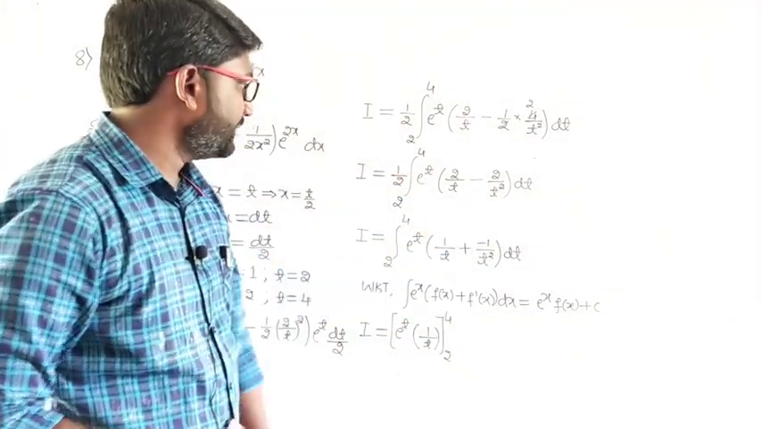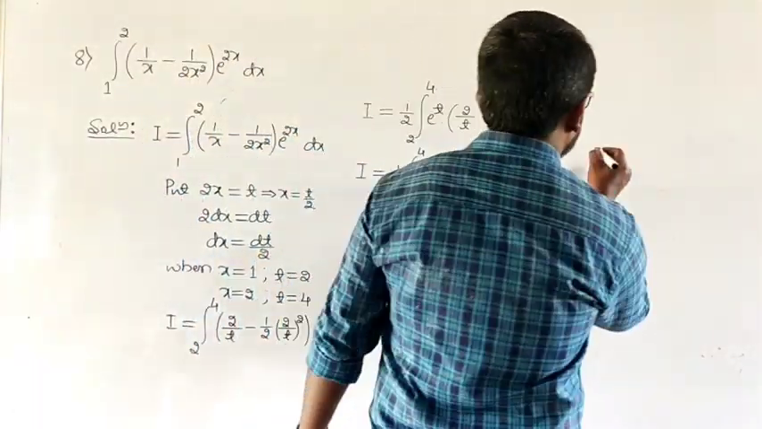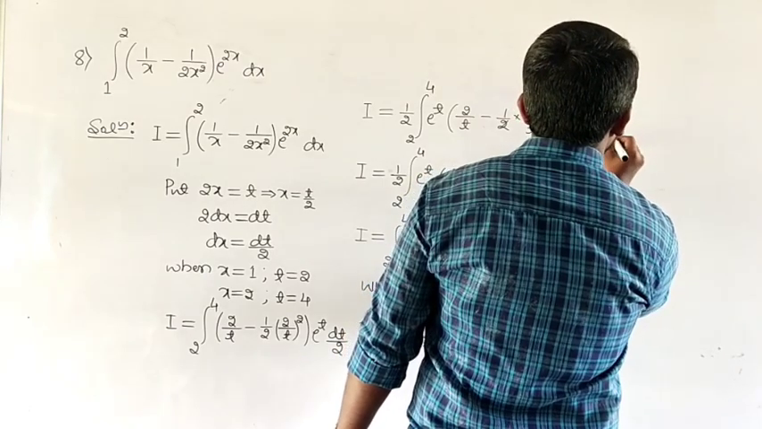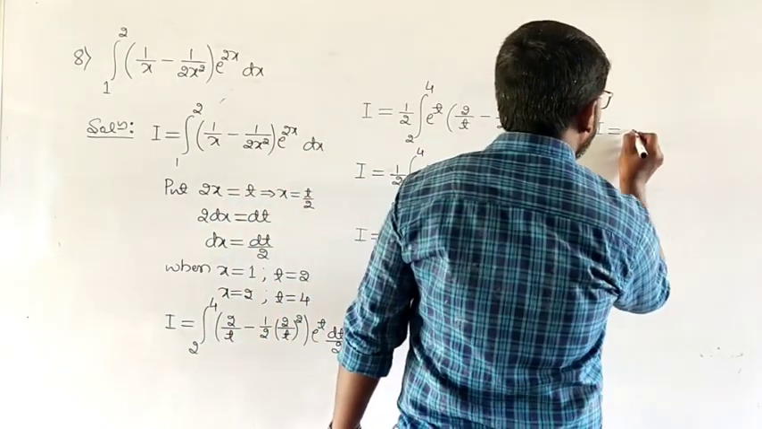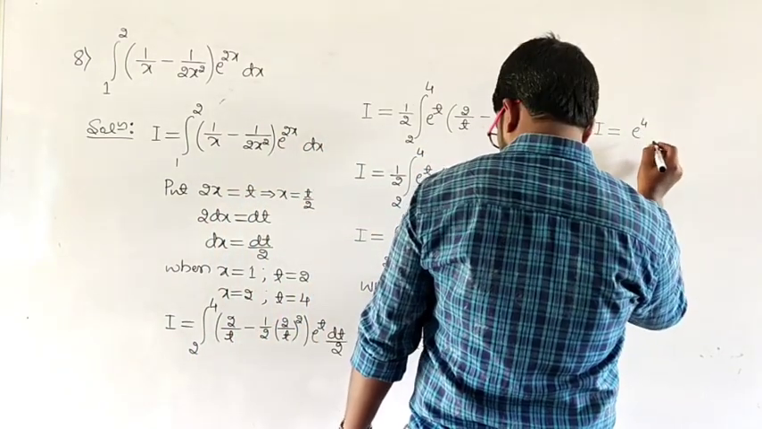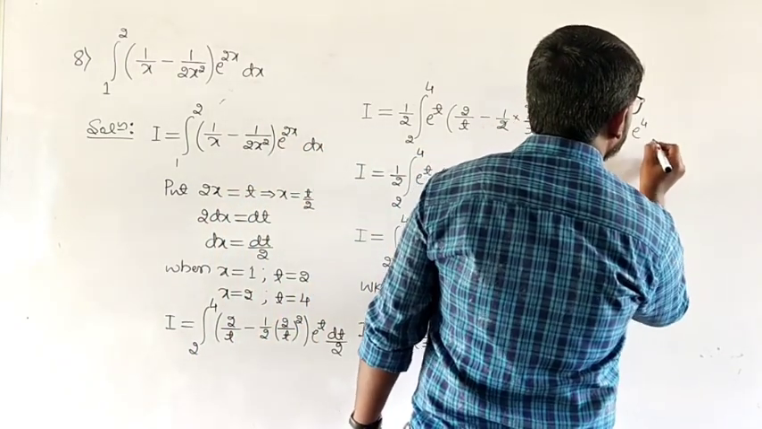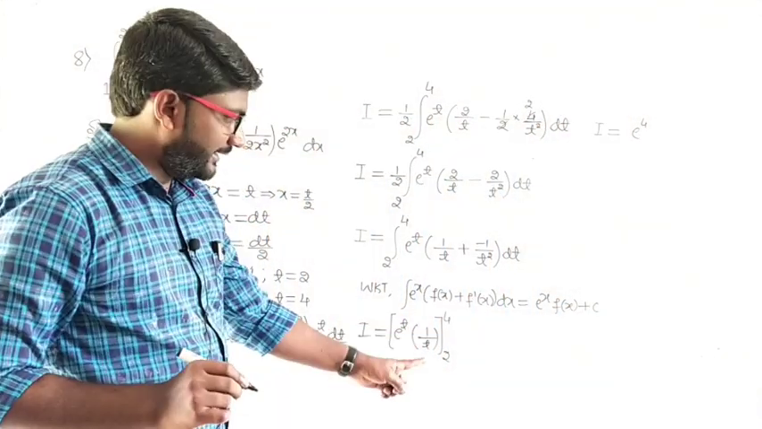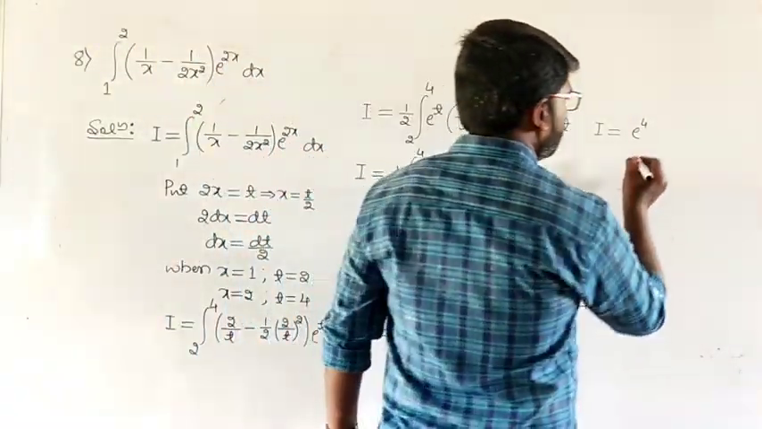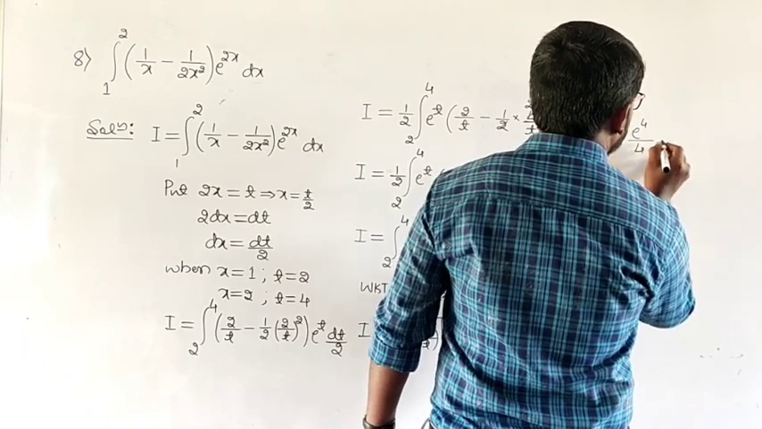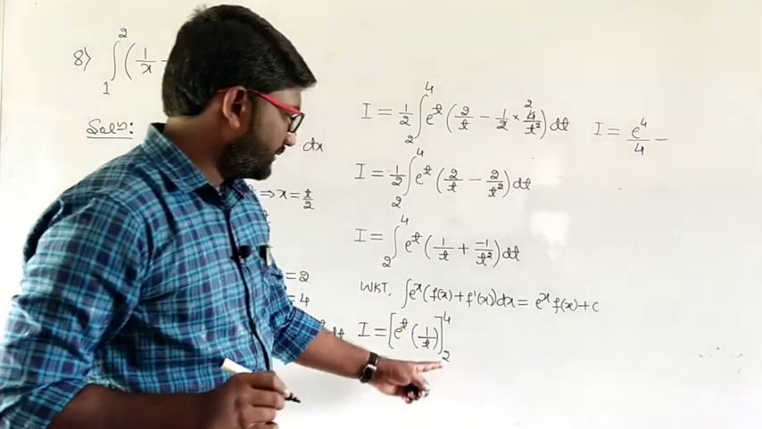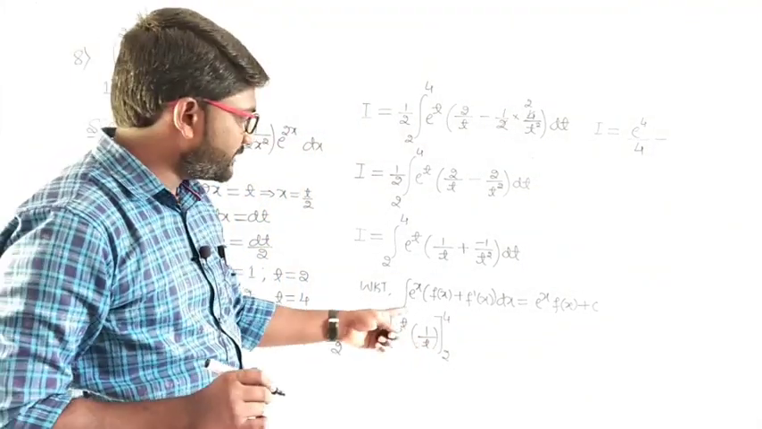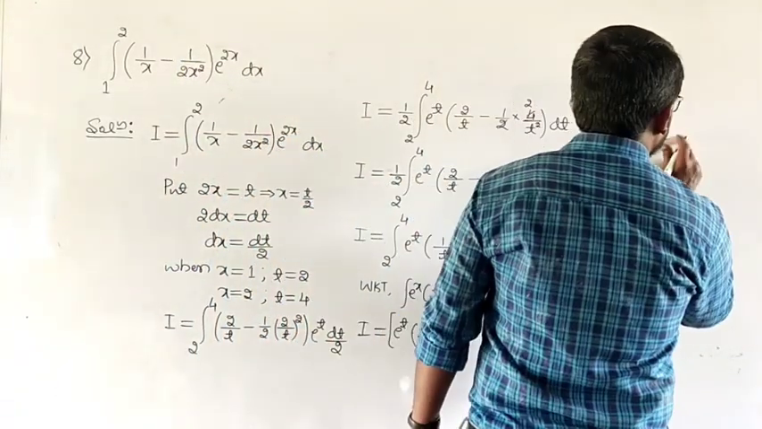So in the next step, upper limit minus the lower limit, I which is equal to, the upper limit is 4, so we get e raised to 4 into 1 by t, that is 1 by 4, which is nothing but e raised to 4 by 4, then minus, in place of t I have to write 2, e square divided by 2.